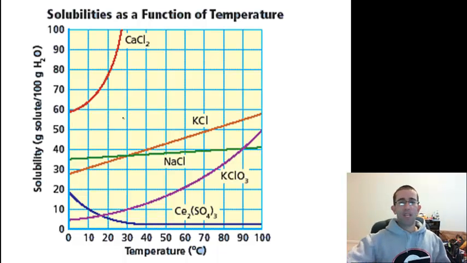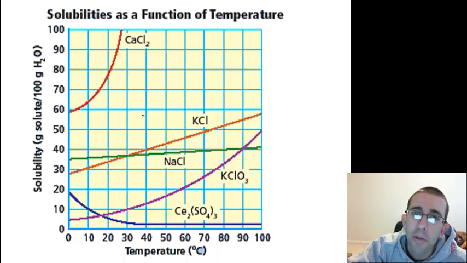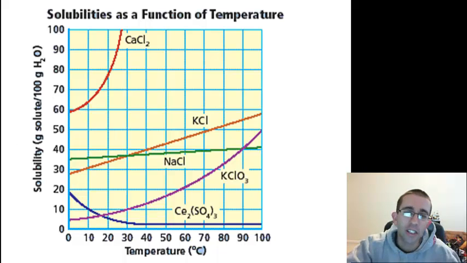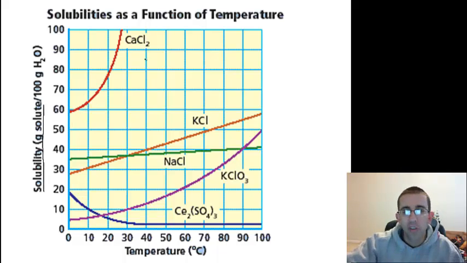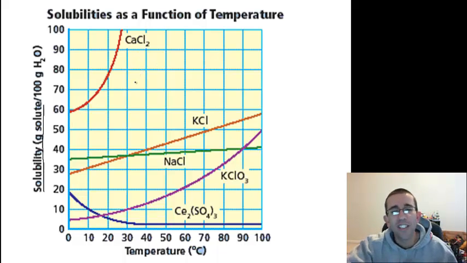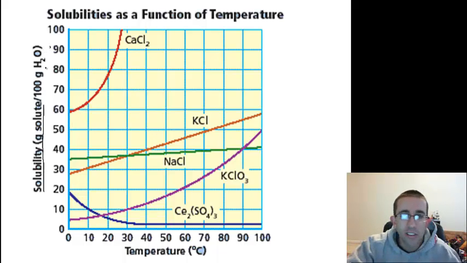Alright, now we get to the fun stuff. This is called a solubility curve. There's some things you need to notice here. First of all, your x-axis has temperature. Your y-axis is the solubility in grams of your different solutes. There's actually 1, 2, 3, 4, 5 different solutes on here. So this is actually a graph of 5 different things. There's something else here that you need to notice, and that's this is being done in 100 grams of water.